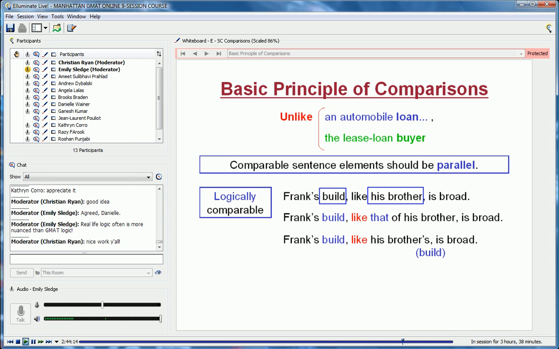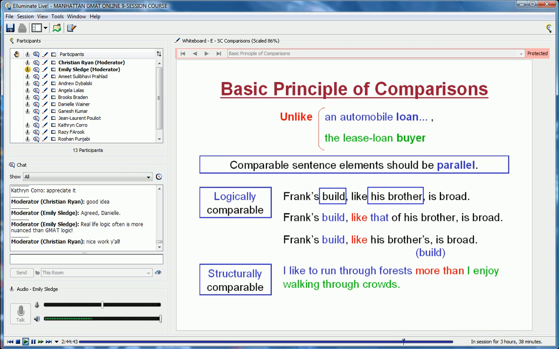So there's a couple ways to fix that. You can compare the builds to one another: "Frank's build is broad like that of his brother," throwing in "that" to represent build. Plain old pronoun usage is a common GMAT thing to fix a comparison problem. Or you could say "Frank's build is broad like his brother's," where the build is implied by that second possessive. You could even say "Frank, like his brother, has a broad build," and just compare the two men correctly. The second thing that we check for is structurally comparable, or structural comparability, I should say.